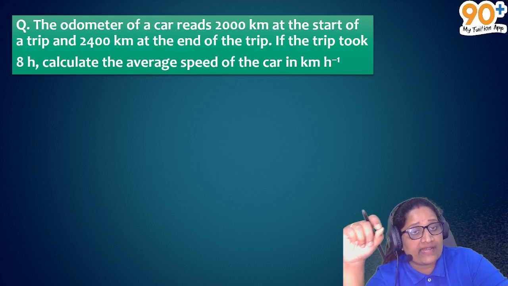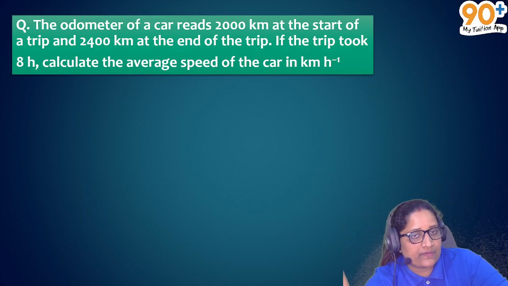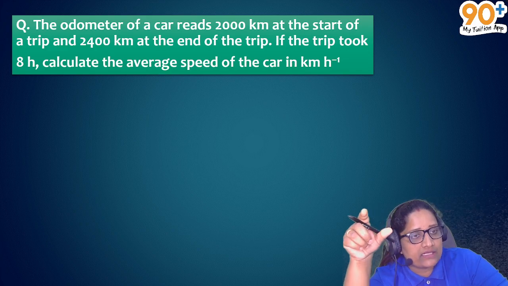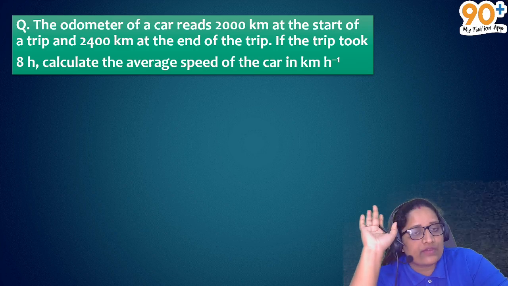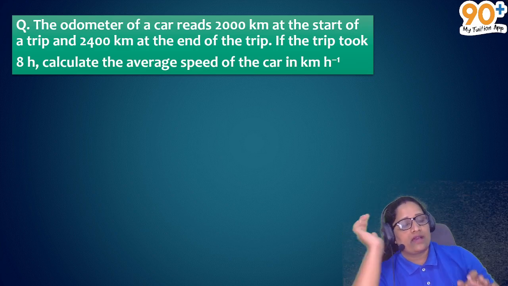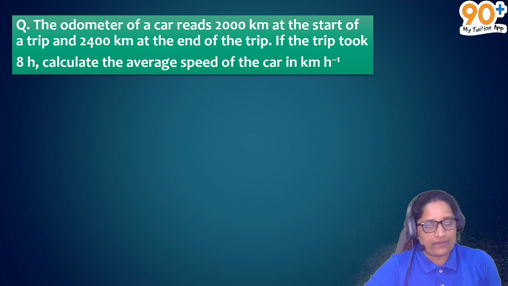2400 kilometer at the end of the trip, and total time 8 hours. Calculate the average speed of the car in kilometer per hour. Okay, you can do it. After that we'll discuss the answer.